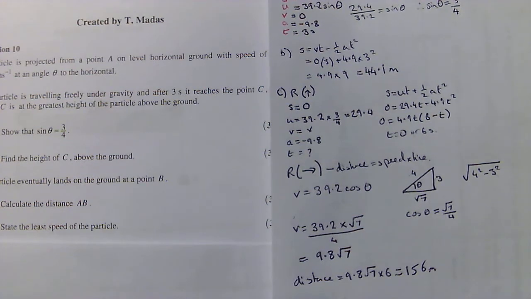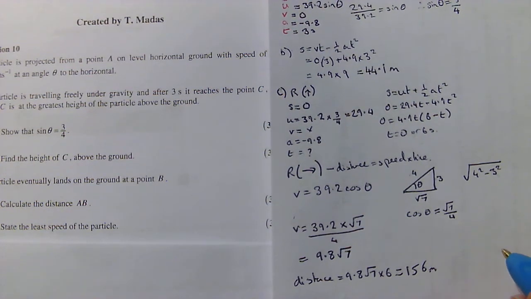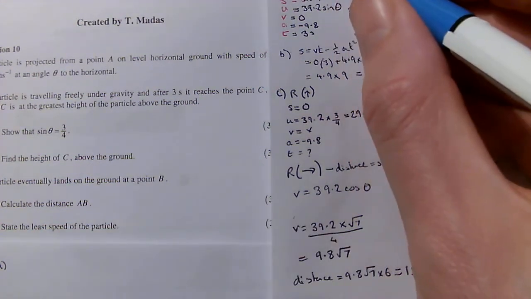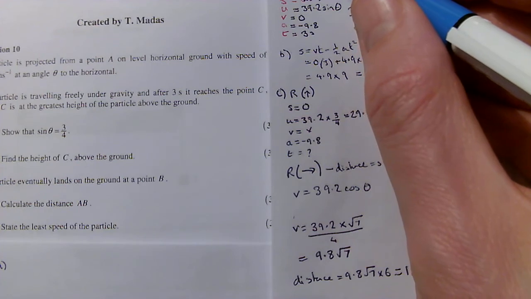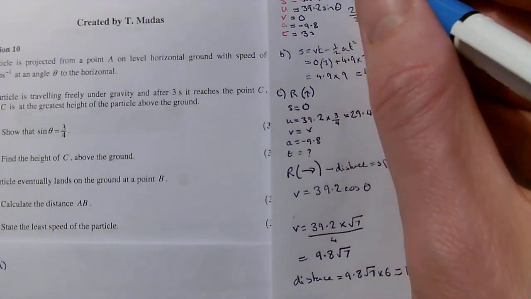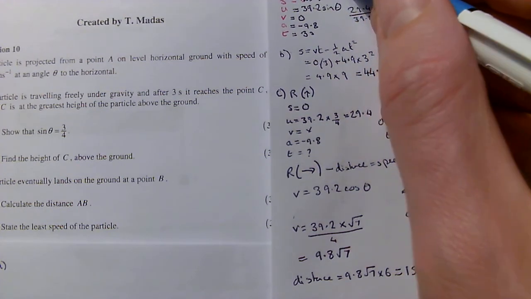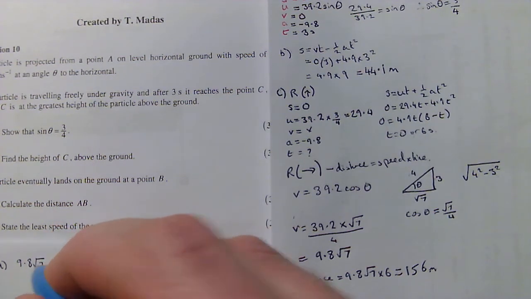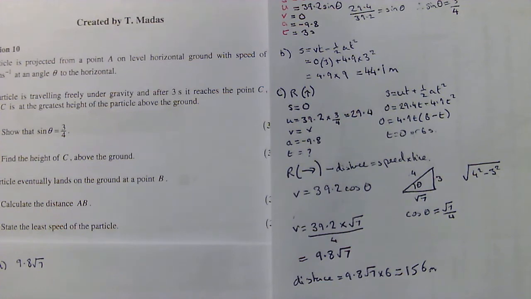The least speed of the particle, which it's asking you for part D, the least speed is going to be when it's at the top of its flight path. There's no vertical speed, there's no vertical velocity, there's only a horizontal velocity. So here, your horizontal velocity is going to be exactly this, 9.8 root 7, and that gives you 25.9 meters per second.